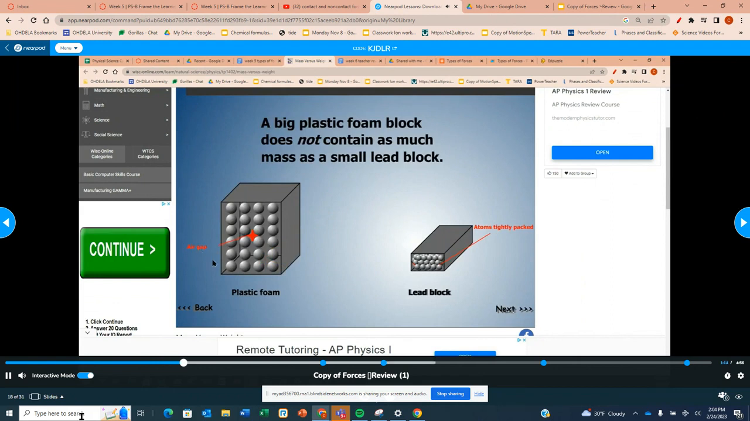So here we have a plastic foam block, and there's an air gap in between. Particles are big. And in a lead block, notice that the atoms are tightly packed together. This is supposed to show us the atoms. You can see that they are spaced further apart in the plastic foam block, whereas in the lead block, they're really close together.